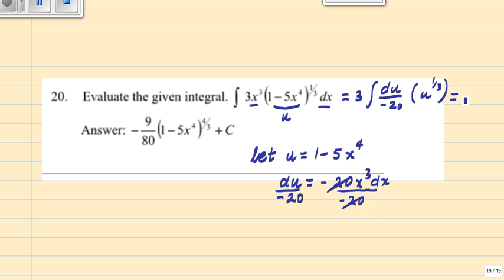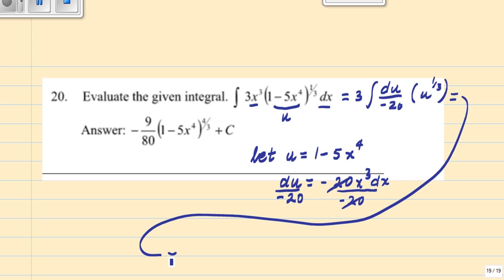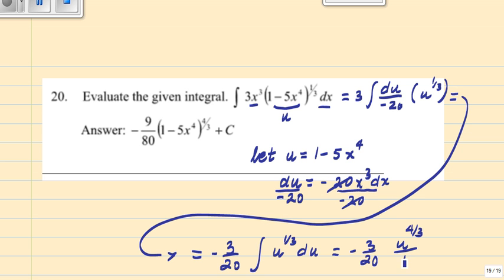If I simplify this, minus 3/20 integral u to the power of 1/3 du. And we know how to integrate this. So this is going to be minus 3/20 u to the power of 1/3 plus 1 is 4/3, divided by 4/3, so multiplied by 3/4, and then plus c. And you can finish that.